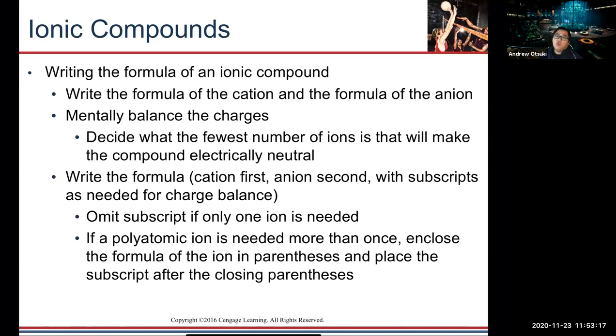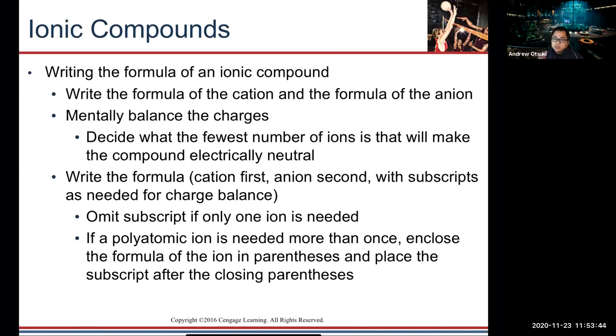So if there's only one of each ion, like one sodium, one chloride, we do not put the subscript 1, we omit it. And if we have a polyatomic ion like hydroxide or ammonium, when we're putting subscripts to denote more than one of those ions in the formula, we need to put parentheses first, because it's a group of atoms, so we must multiply everything by that subscript.